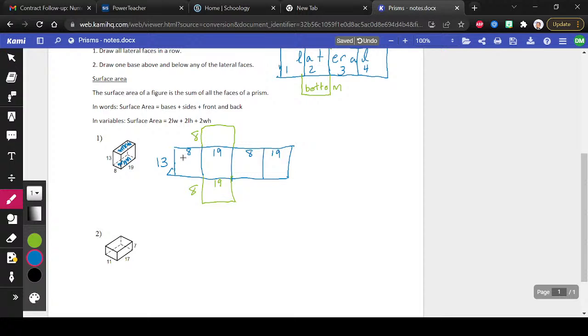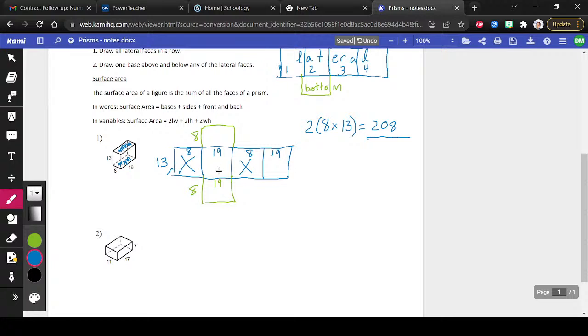So now I'm going to look at my rectangles and find the area of rectangles. This first rectangle that I've marked with an X is an 8 by 13 rectangle. But there's also another 8 by 13 rectangle. And since I have two 8 by 13s, I can go 2 times 8 times 13. So 2 times 8 times 13 gives us 208. So the amount of surface area given by those two rectangles is 208 units squared.